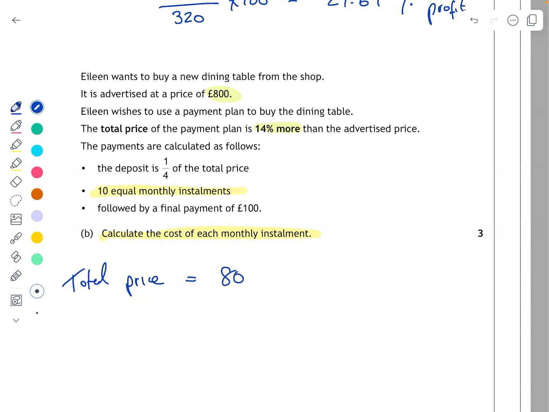So it's this £800 times, now it's 14% more, so that's going to be 114%, right? You just add that on to 100%. And then to get it as a multiplier, you're timesing it by 1.14. So the total price is 800 times 1.14. That's 14% then added on. And we get £912.